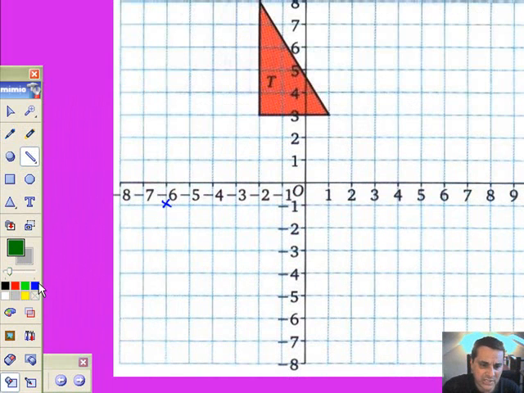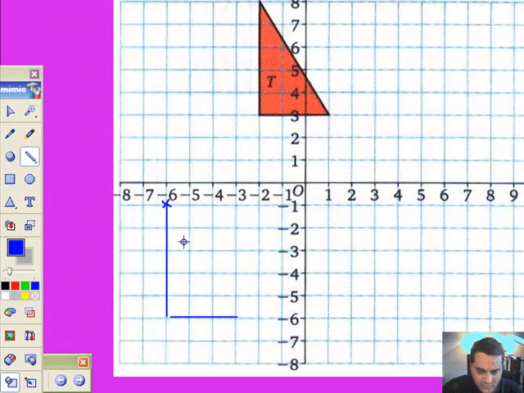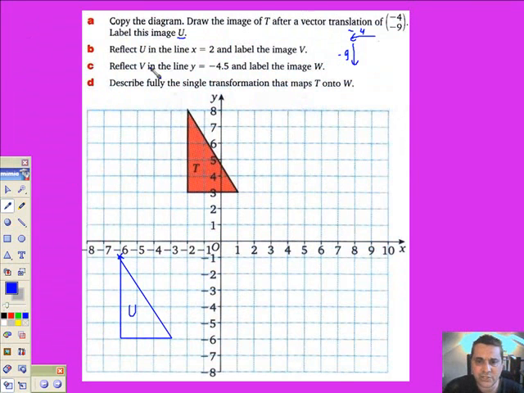So the triangle is essentially 5 units tall. 1, 2, 3, 4, 5. Plonk it right there. It goes 3 units across. So I'm just going to count 3 with this facility here. Not perfectly accurate. And then just join the 2 vertices like so. Alright, so this is the new image, and this new image is called triangle U. Alright, so that's U done.